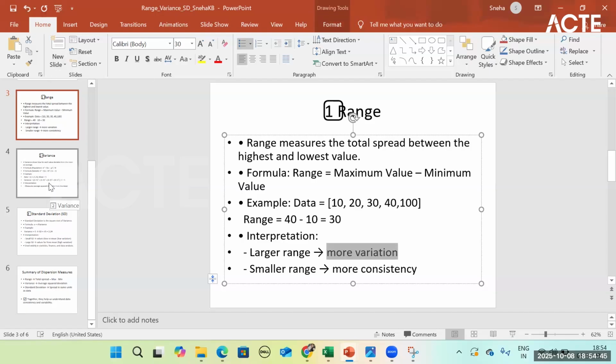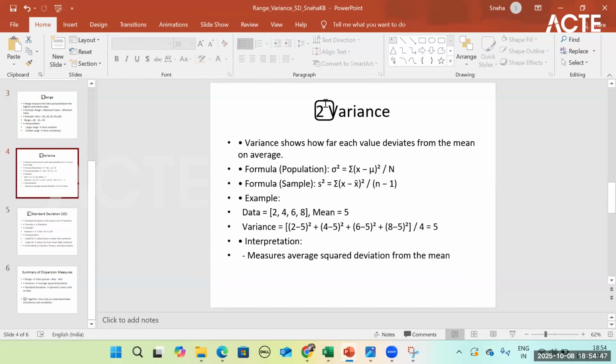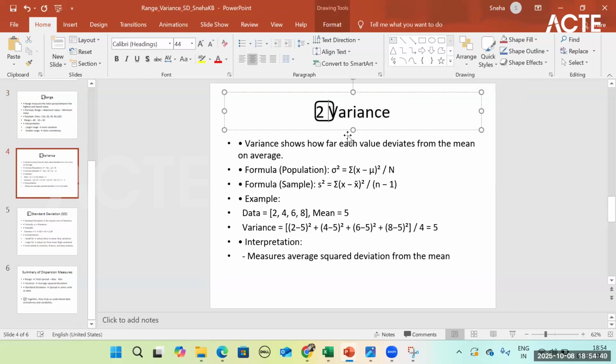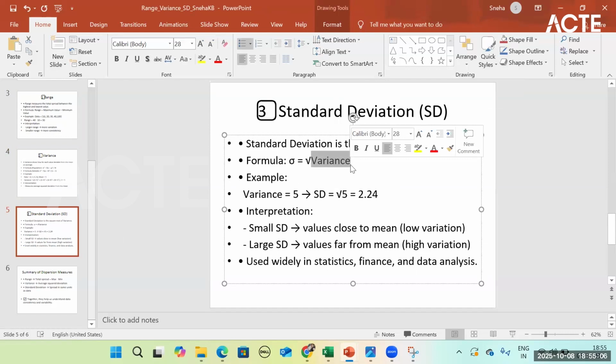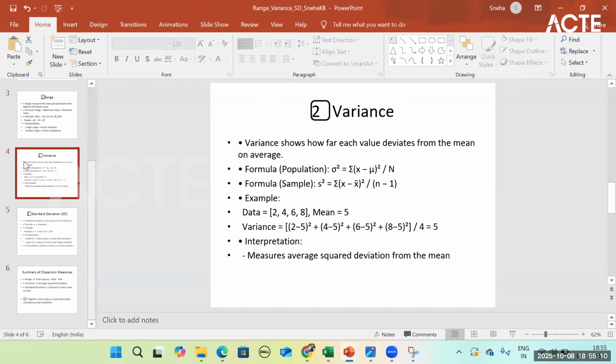To understand more deeply, we will calculate variance. Standard deviation will tell you more information, but standard deviation is nothing but the square root of variance. So that's the reason we will understand what variance is first. Understood? So we have a formula.